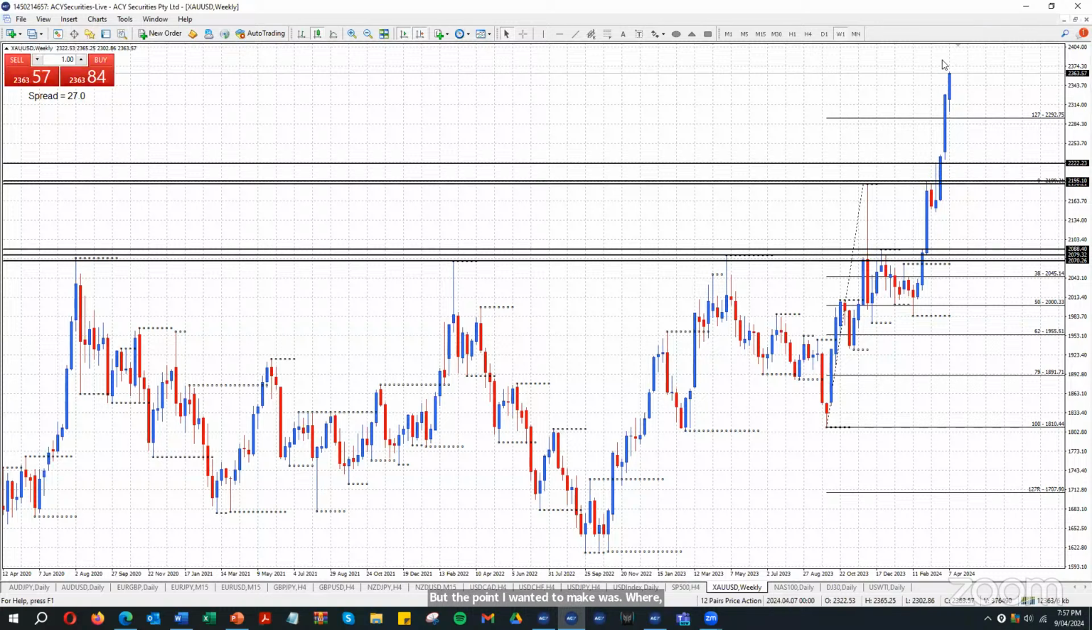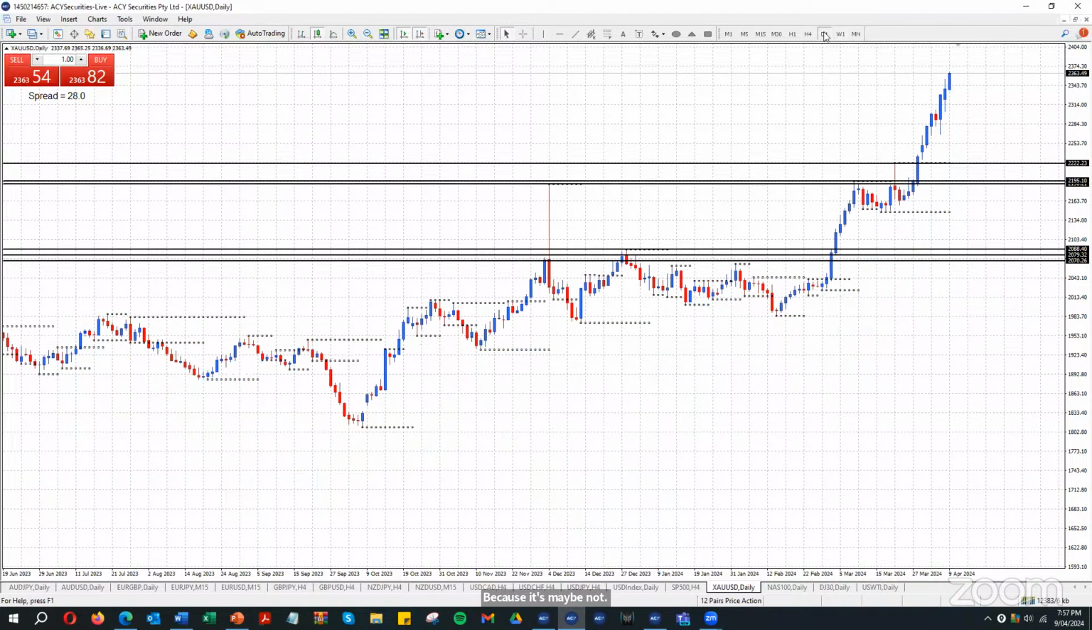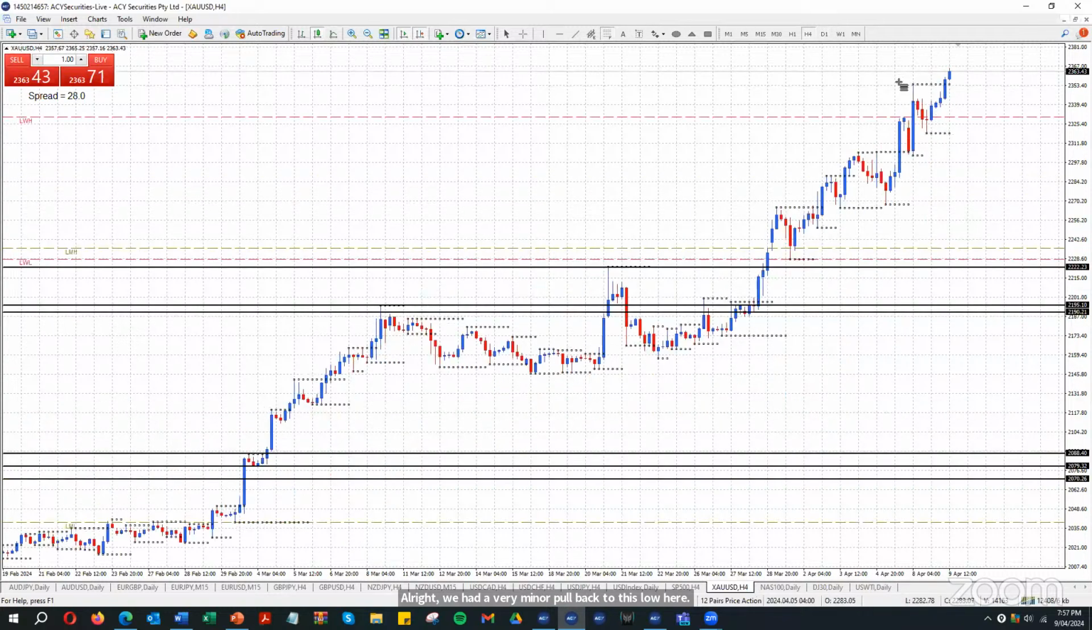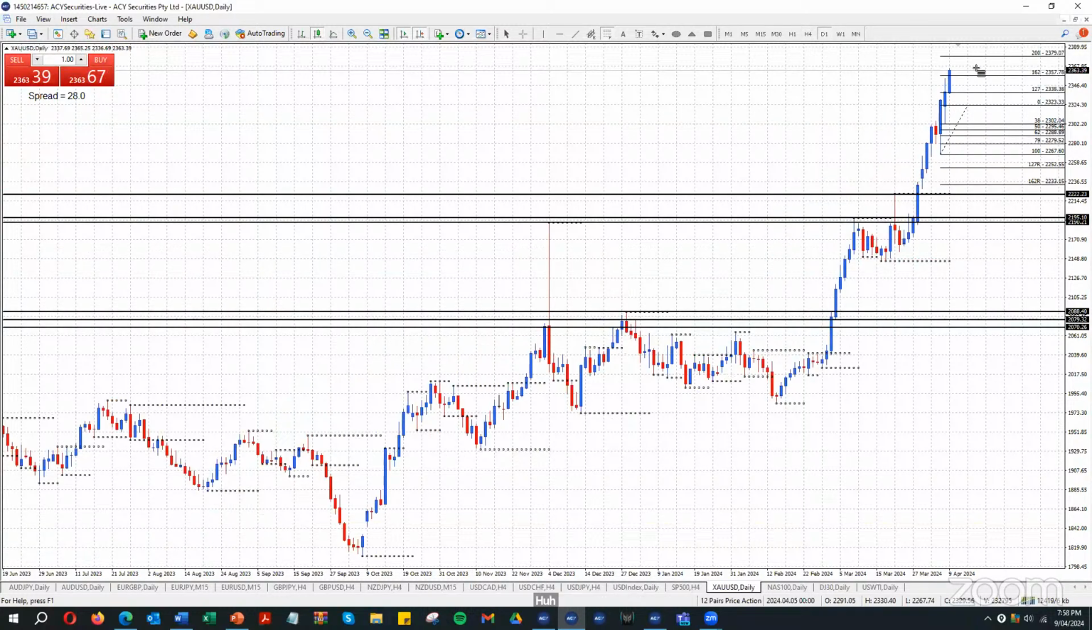So in my mind, it's very difficult just to go, I'm going to go long gold now because it's moving up. So, all right, we had a very minor pullback to this low here. So in my mind, if you want to trade this to the upside, just want to see where that is on the 4-hour chart.